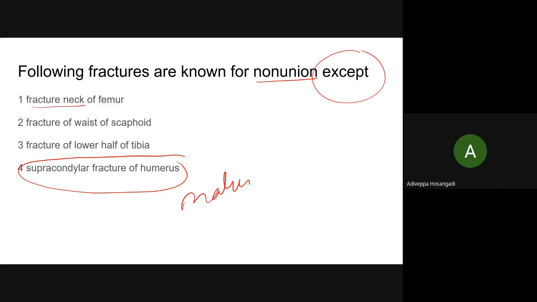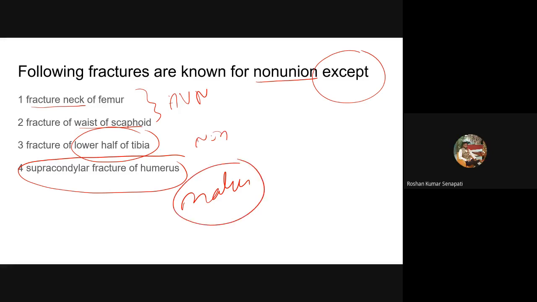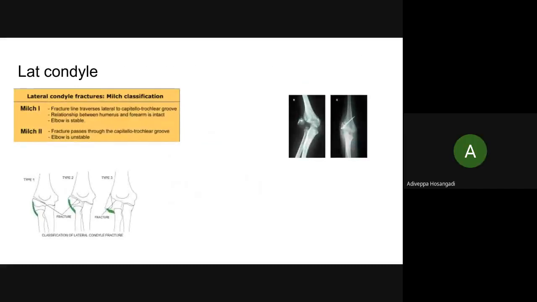This is intra-articular. This is intra-articular. And both are at risk for AVN. I'll come to that a little later. Lower half of tibia is a very subcutaneous bone, no muscle covering, hence non-union. Supracondylar, most common is malunion. Okay? Read the question carefully. Lateral condyle fracture again is common in children.